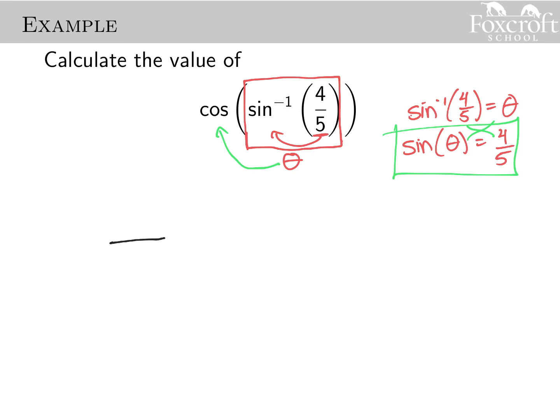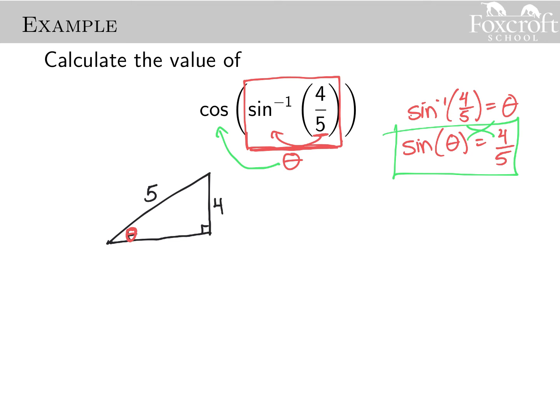What I can do is make a right triangle. I pick my angle theta, as long as it's not the right angle. And sine is opposite over hypotenuse. So opposite is 4, hypotenuse is 5. So this angle theta here represents the answer for that inside part of our parentheses.